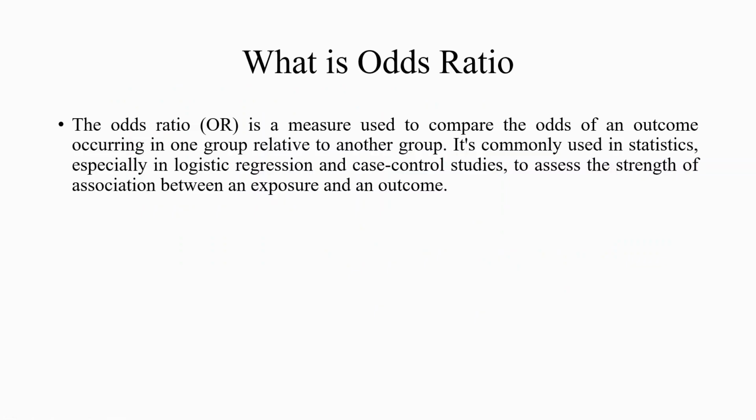What is the odds ratio? Odds ratio is a measure used to compare the odds of an outcome occurring in one group relative to another group. It's commonly used in statistics, especially in logistic regression and case-control studies, to assess the strength of the association between the exposure and the outcome.